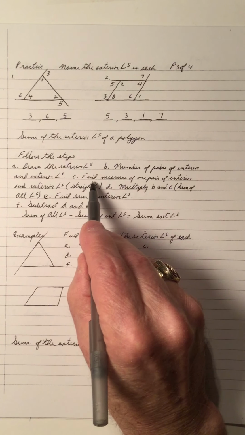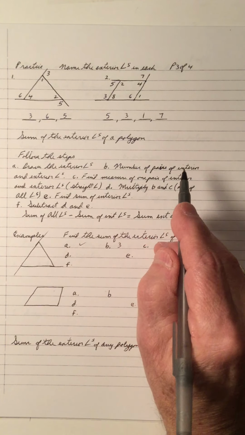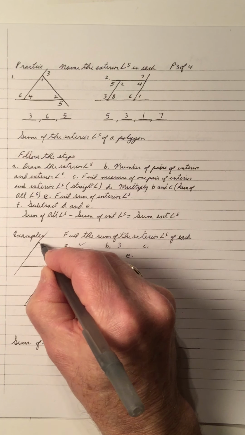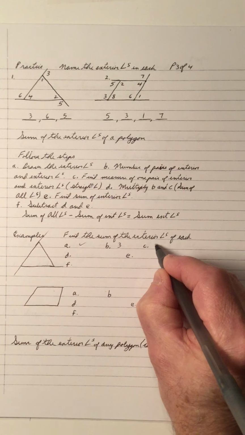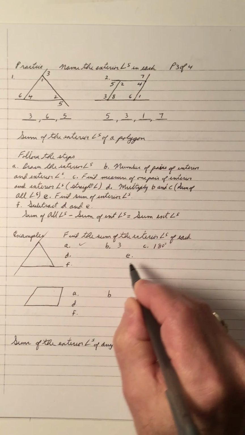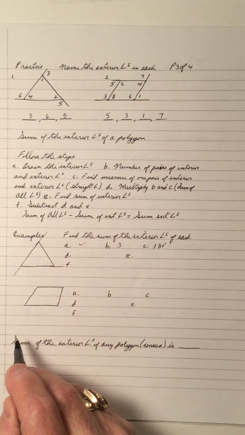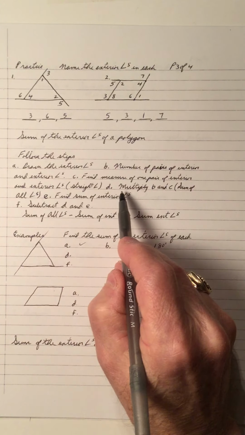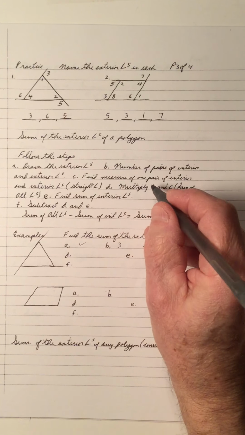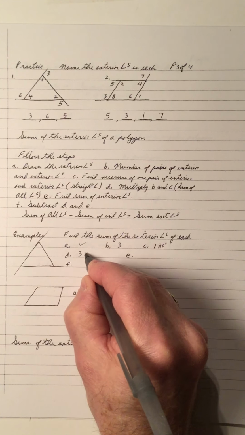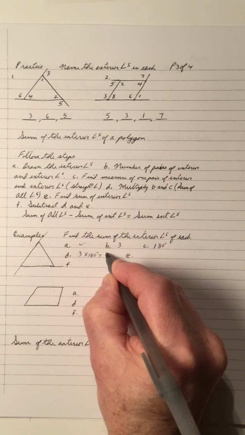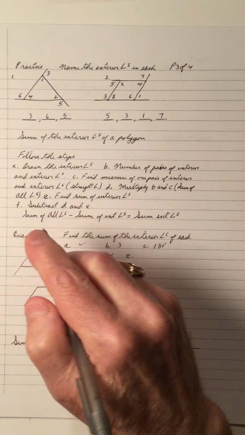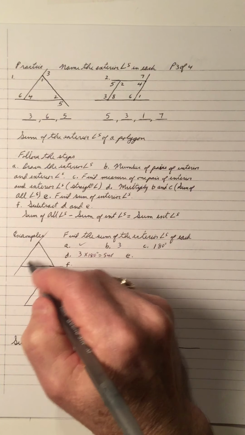And C is find the measure of 1 pair. Since that's exterior and that's interior and they form a straight angle, the measure of one of the pairs is 180. 180 there, or 180 here, only one of them. D, multiply B and C. So 3 times 180 gives you 540. And notice that 540 is the sum of the interiors and the exteriors in the whole figure.